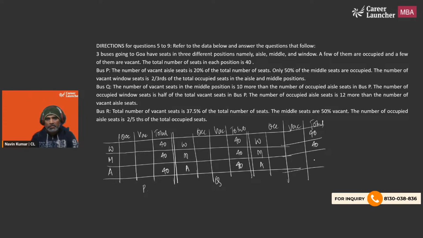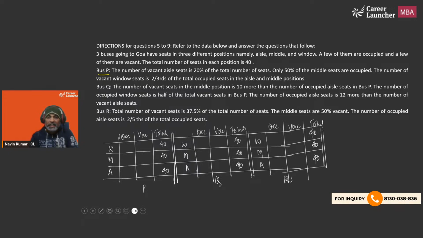Each one is 40 and done. So we need the relationship between the number of seats of each type under buses P, Q, and R. Let's start with bus P now. The number of vacant seats is 20% of the total number of seats. Now, the total number of seats is 120.